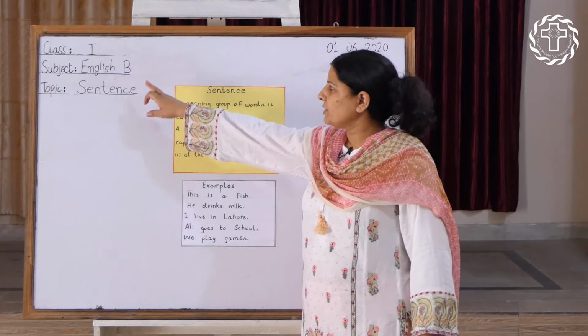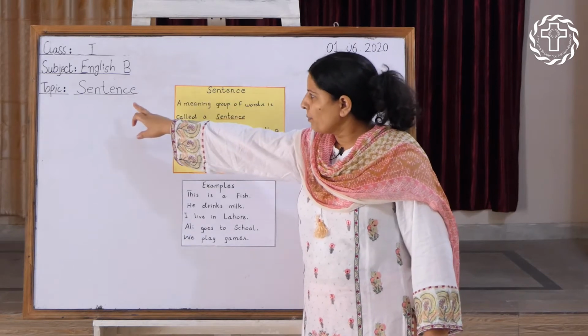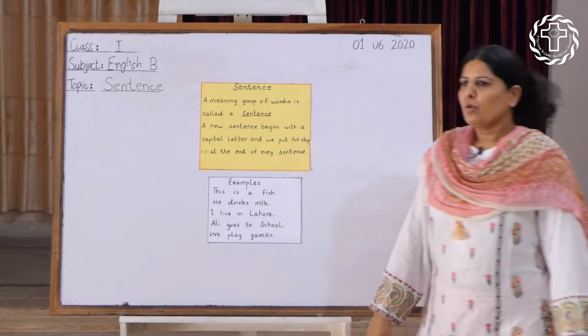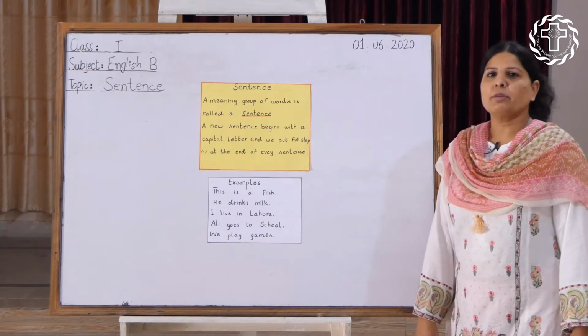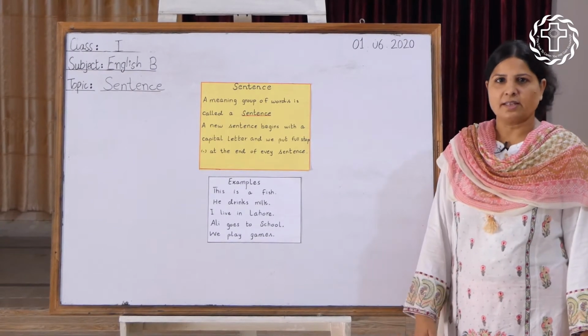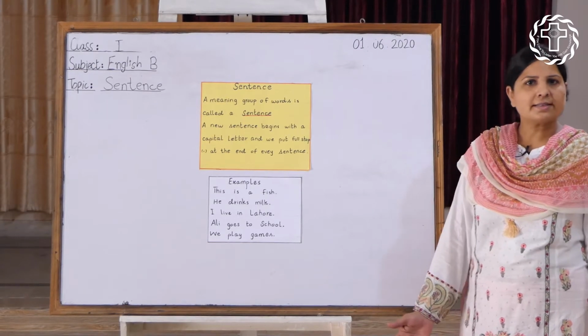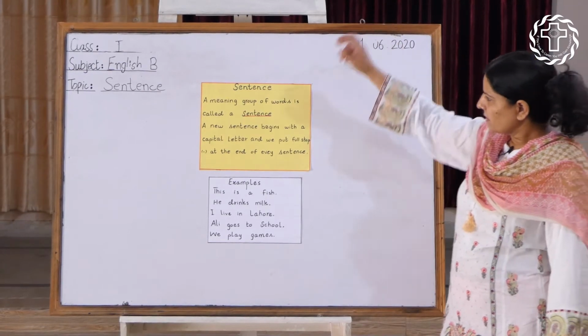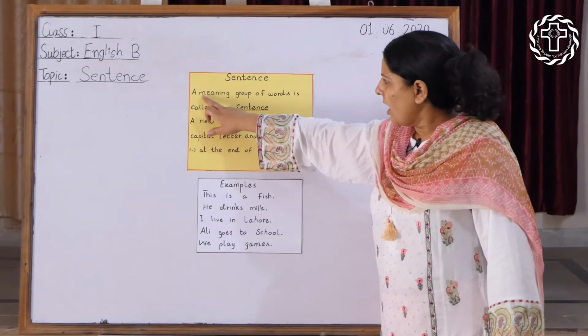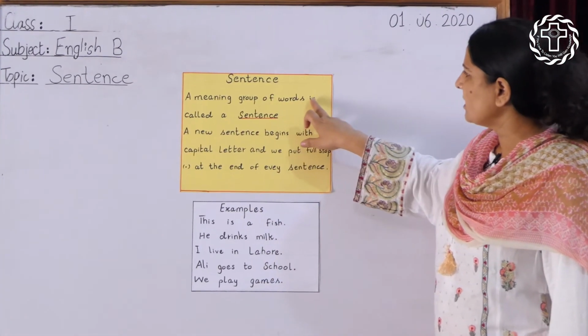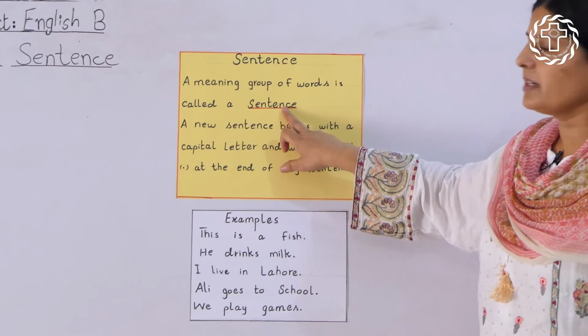Class 1, subject English B. Topic is sentence. Today we are going to learn about sentence. What is a sentence? A meaningful group of words is called a sentence. Look at this. A meaningful group of words is called a sentence.